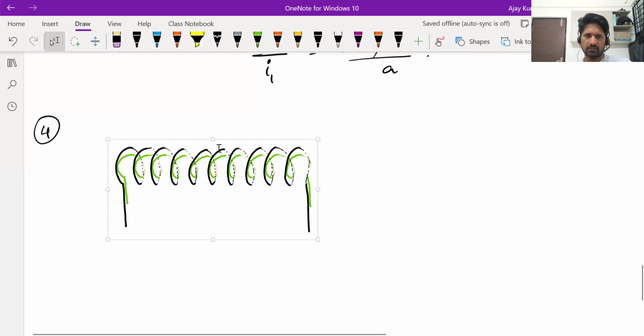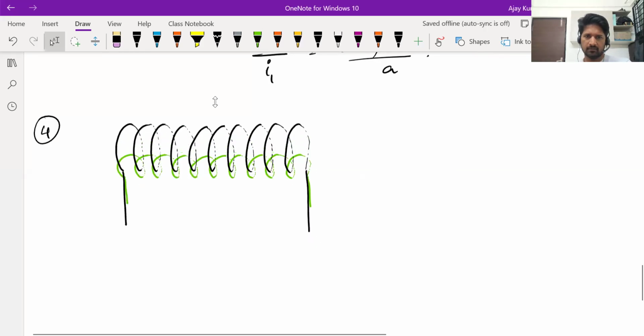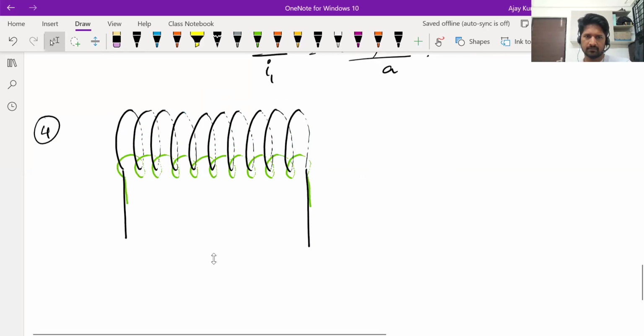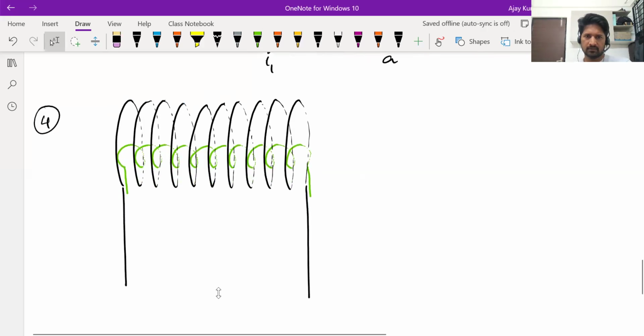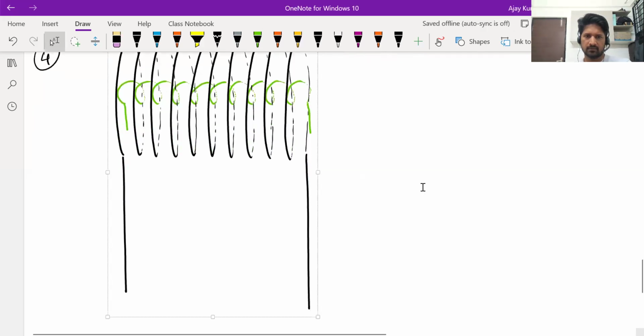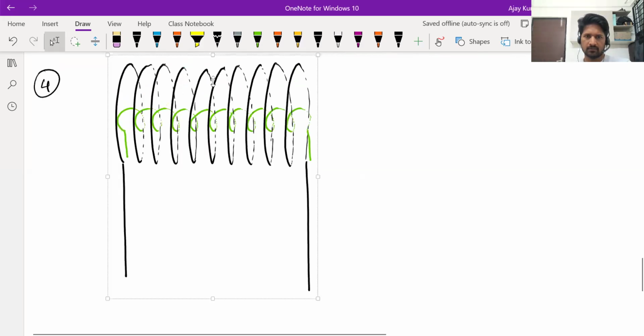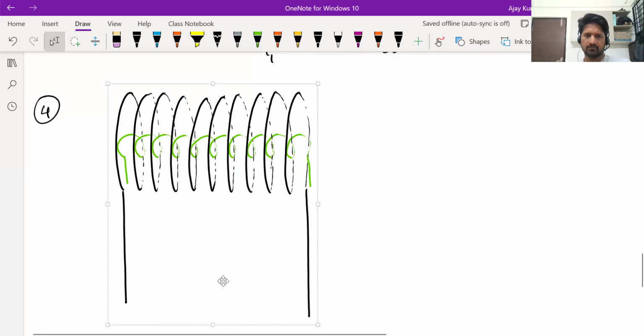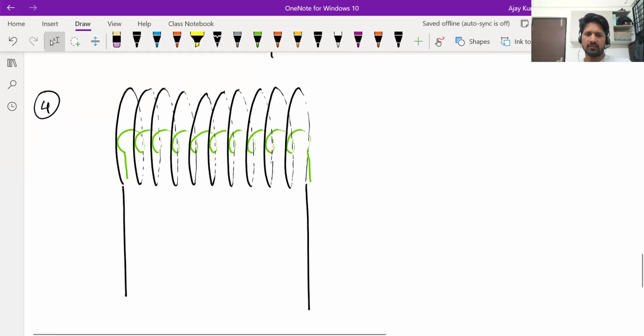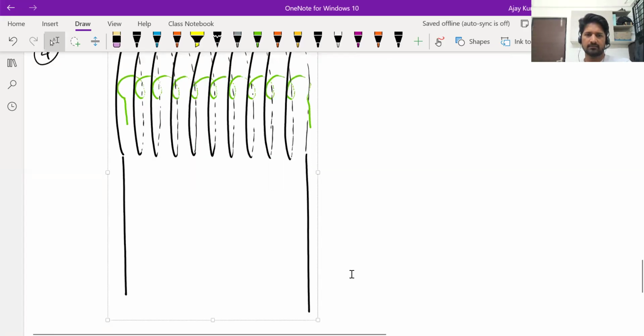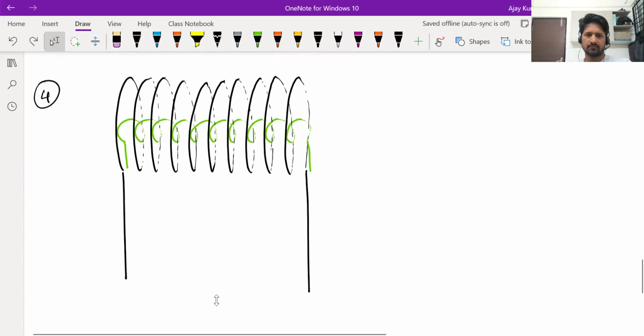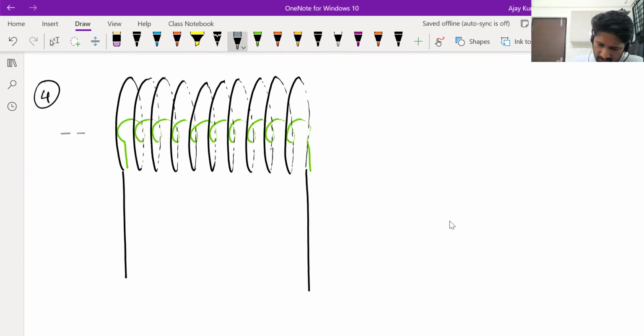Yeah, so the green one is inside the black one. Fine. So two coaxial solenoids. Let me draw their common axis. This is their common axis.